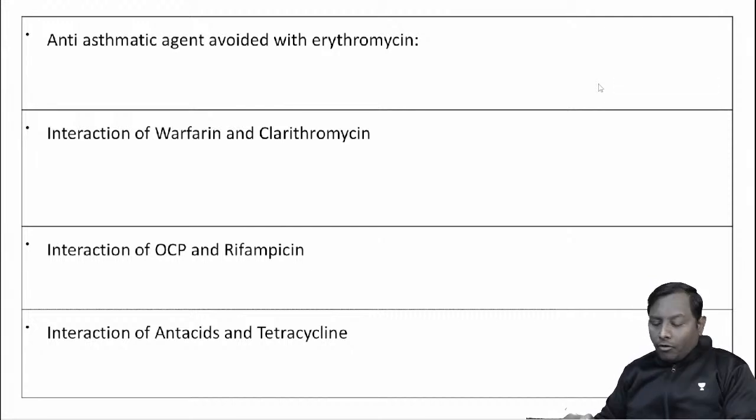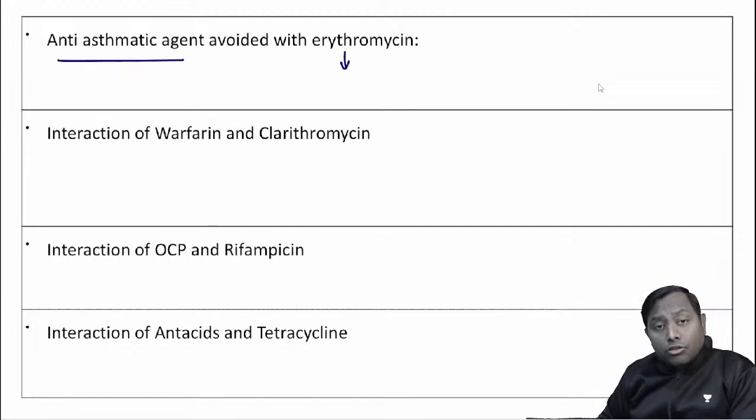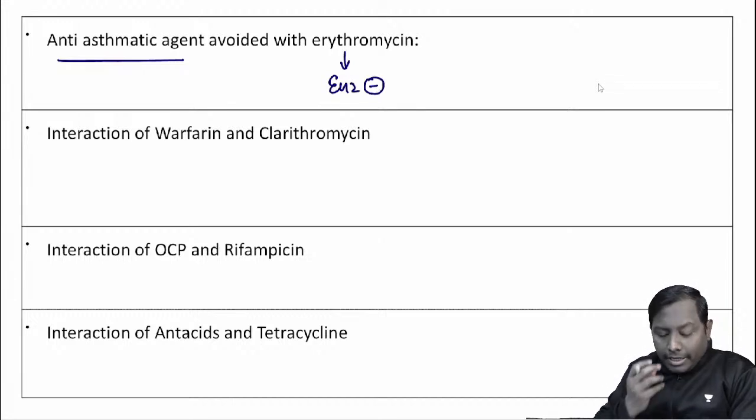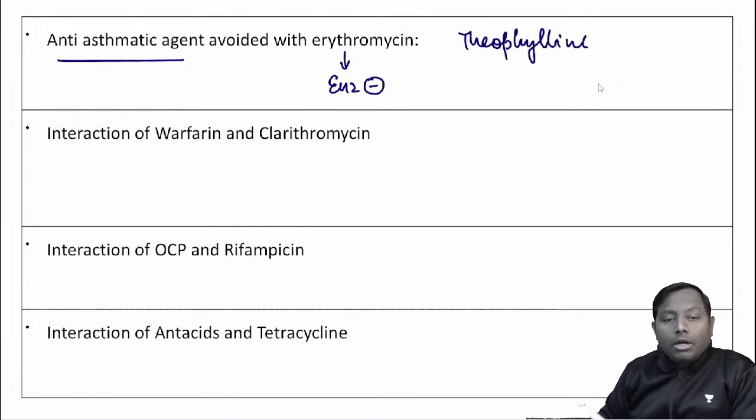Okay. Now, which anti-asthmatic drug has a very narrow therapeutic index? Theophylline. And why is it avoided with erythromycin, clarithromycin? Because this is a case of enzyme inhibitor. Okay, enzyme inhibitor. Always remember. So the name of this anti-asthmatic drug will be theophylline. Very good. Now, what is the interaction of warfarin with clarithromycin?